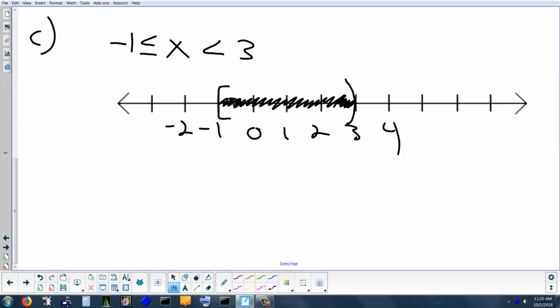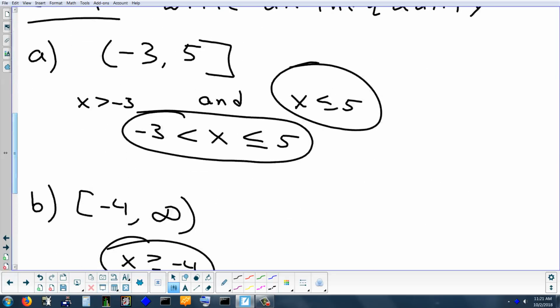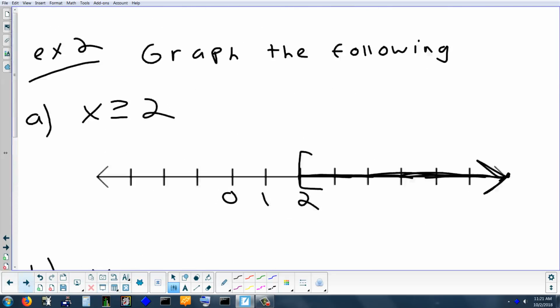All right, so now there are 3 different ways I could ask you for an answer. If you're solving a problem, I might ask you to graph the solution, write it as an inequality, or write it as an interval. It's 3 different ways of doing the same thing.